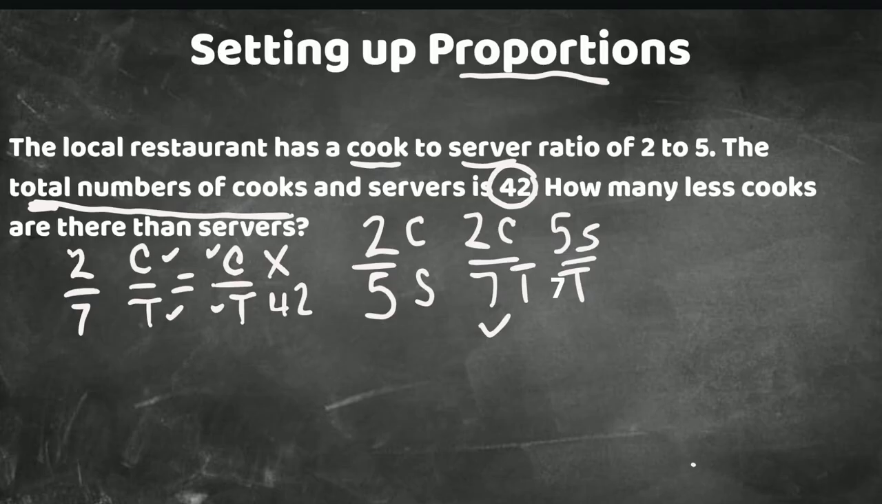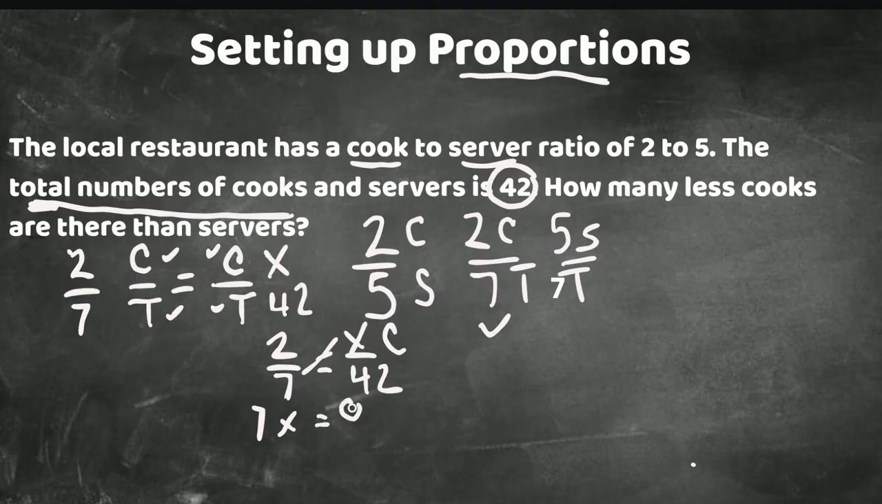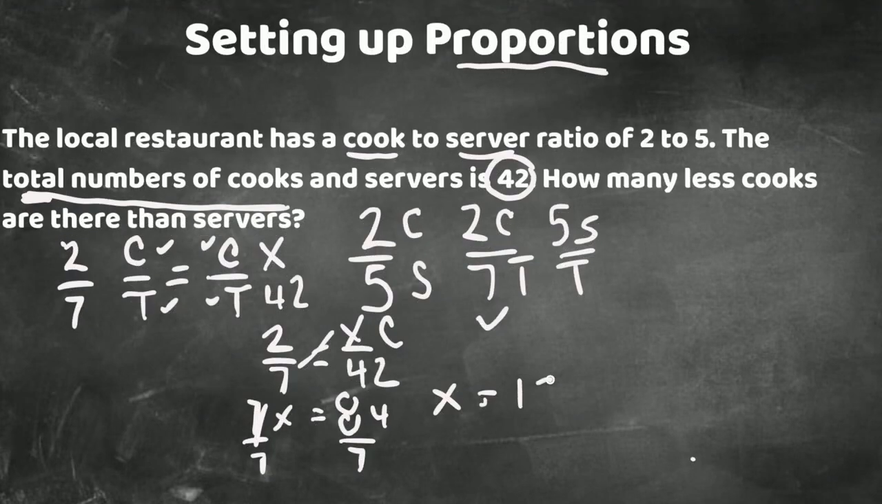Let me rewrite this so it won't be so confusing. So we have 2 over 7 equals x over 42. And the x is going to be the number of cooks that we have in proportion to the servers. So I'm going to cross multiply: 2 times 7 is 7x equals 2 times 42, which is 84. Then I'm going to divide through by 7. These cancel, and 84 divided by 7 is 12.